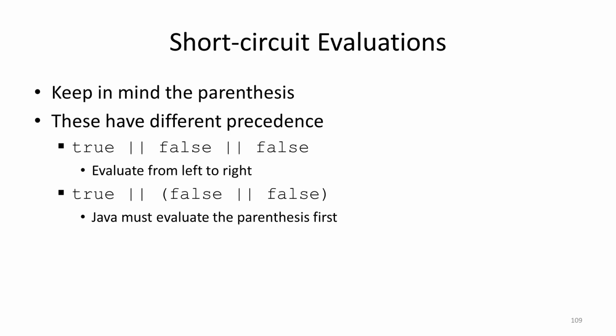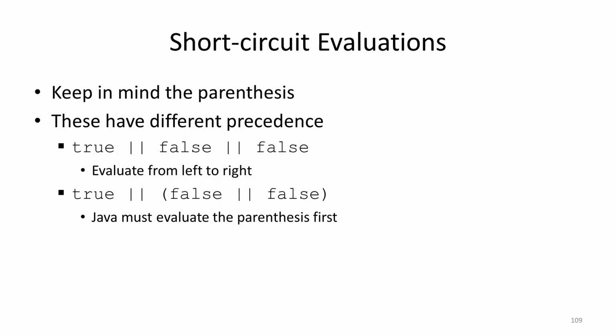But keep in mind the parentheses. If something is parenthesized, Java must look at it. So the first example, true or false, that is short-circuited. But the second example, because there is a parentheses there, Java must evaluate that false or false.